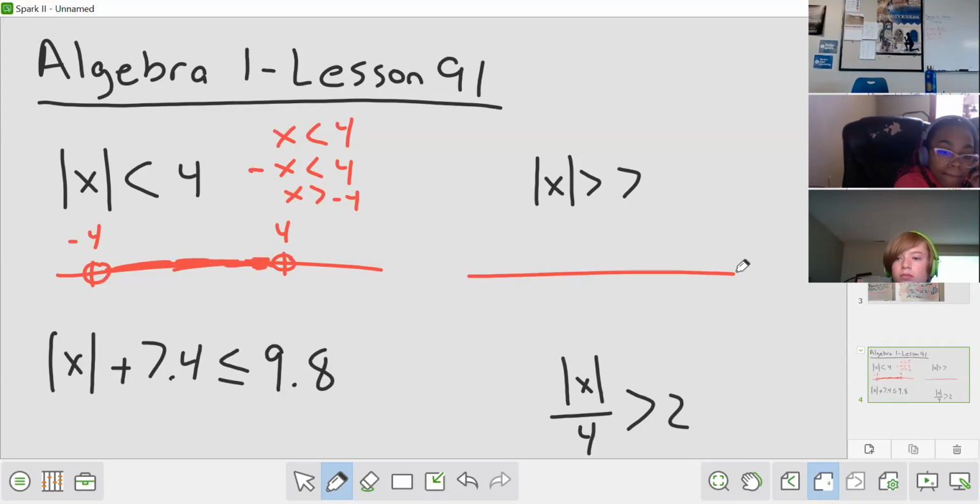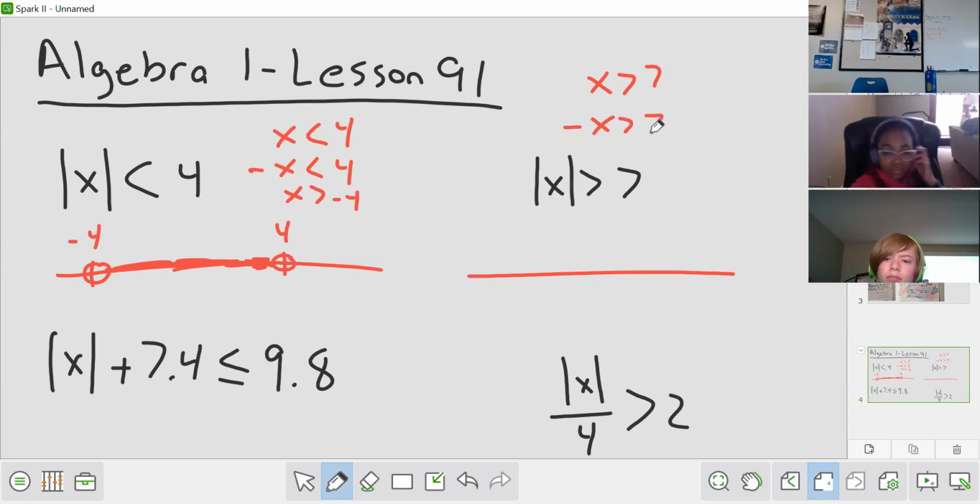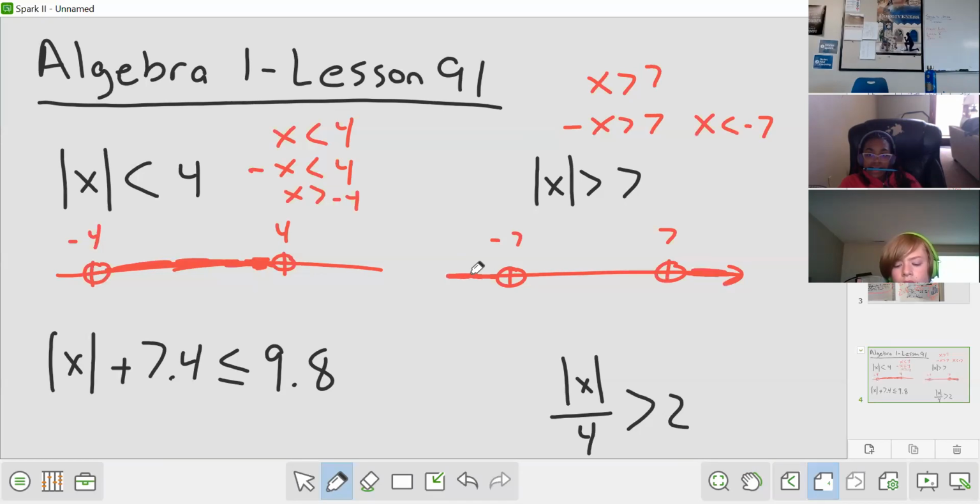All right, now this one over here, I also am going to say x can be greater than 7, but the opposite of x can be greater than 7. Well, what that means is x is going to have to be less than negative 7. Well, if I have a positive 7 here as greater, it's going to go this way. And if I have a negative 7 here as greater, it's going to go this way. So instead of being everything that's in the middle here, it's everything on the sides, on the outside. All right?